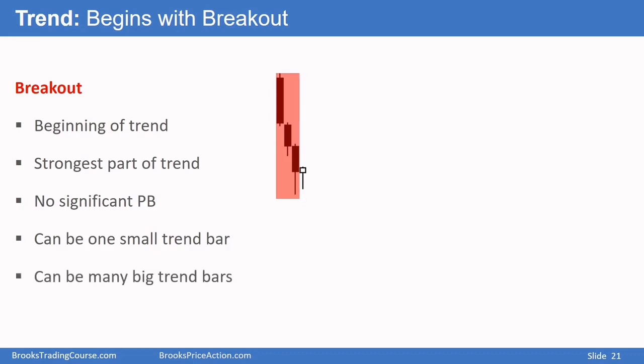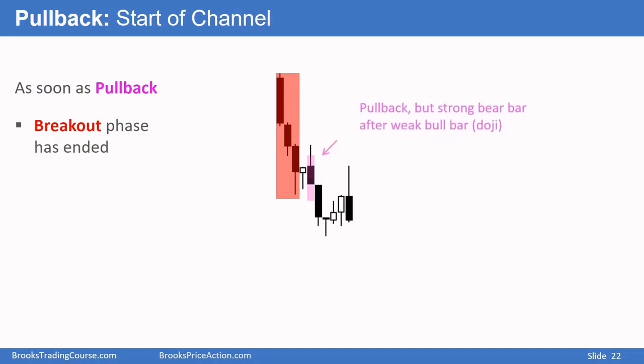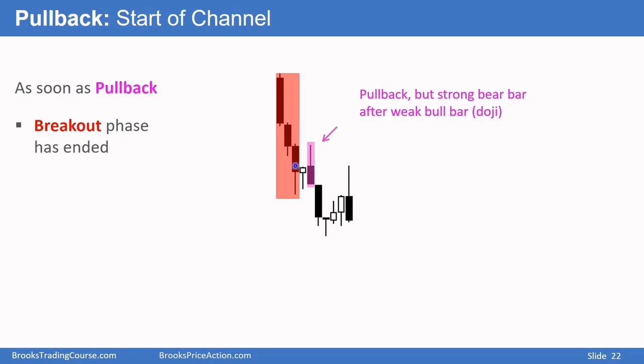Again, it could be a single bar. It could be several bars. This example has 3 bars. And as soon as there's a pullback, then the breakout phase usually has ended and the market has begun to enter a channel. So as soon as a bar goes above the high of the prior bar, there's a pullback. Here, this bar went above the high of that bar, so a pullback. Chances are the breakout is over. You can say the breakout continued down here. To me, this is the breakout phase, and this is enough of a pullback to make me think that the channel has probably begun.